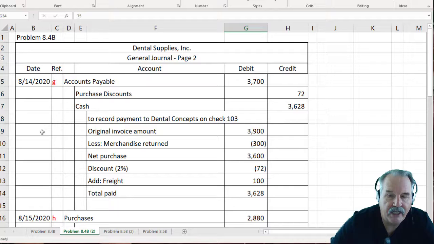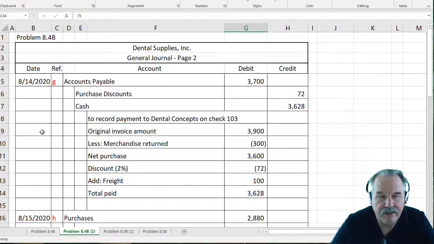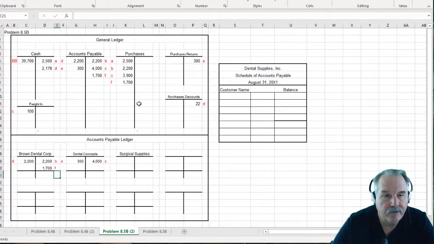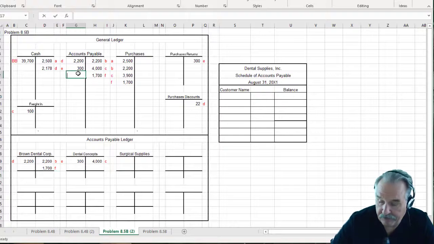We're sending them a check for $3,628. Debit accounts payable, $3,700 to get that out of accounts payable. Credit purchase discounts for $72, and credit cash, $3,628. So debit accounts payable, $3,700.